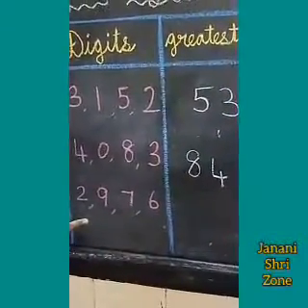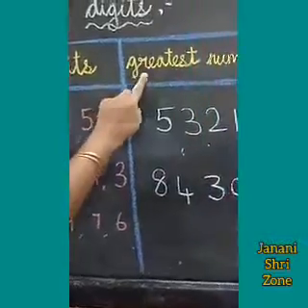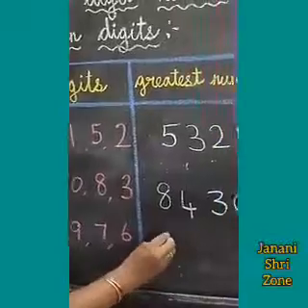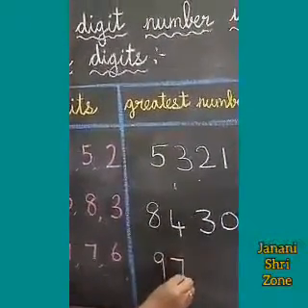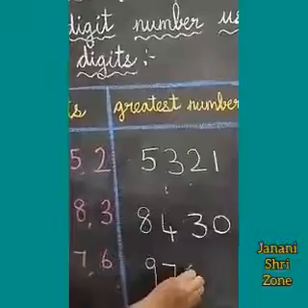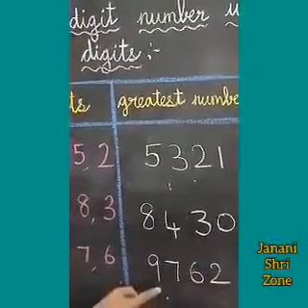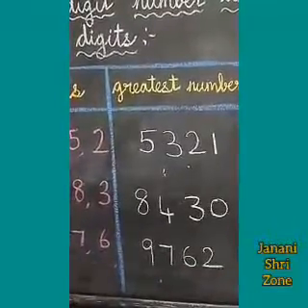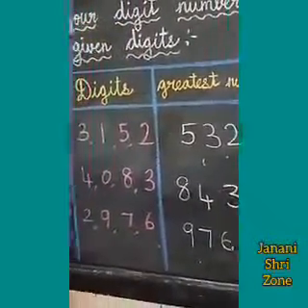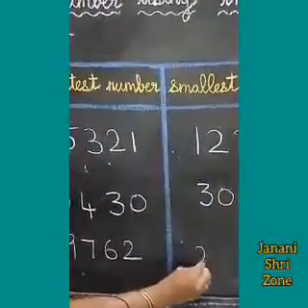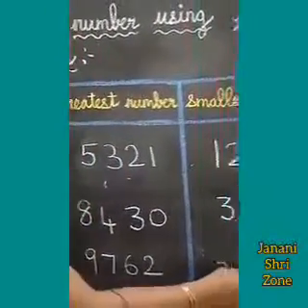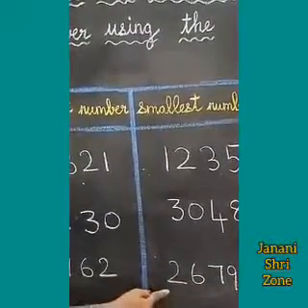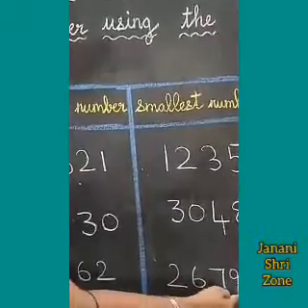2, 9, 7, 6. These are the four digits given. How will you write the greatest number? Arrange it from big to small. 9, 7, 6, 2. How will you read it as? 9,762. How to write the smallest number? Small to big. 2, 6, 7, 9. 2,679.